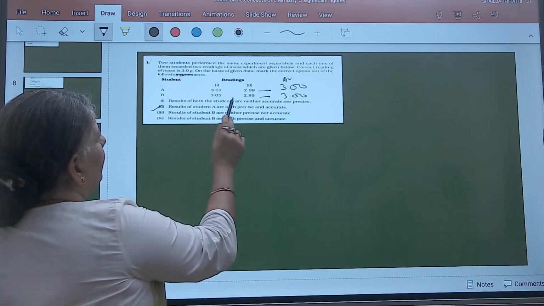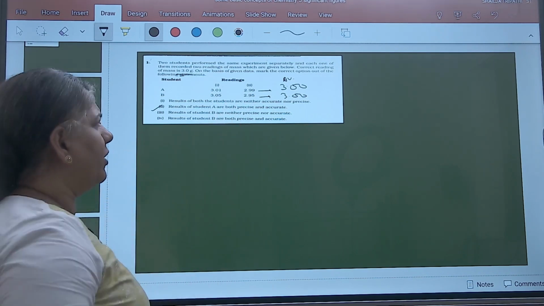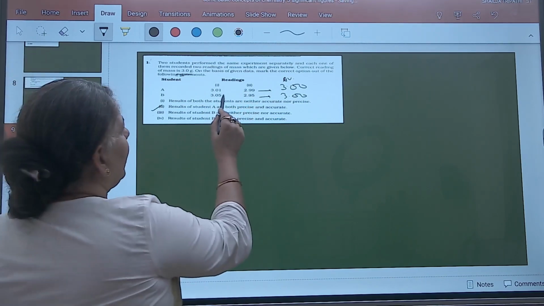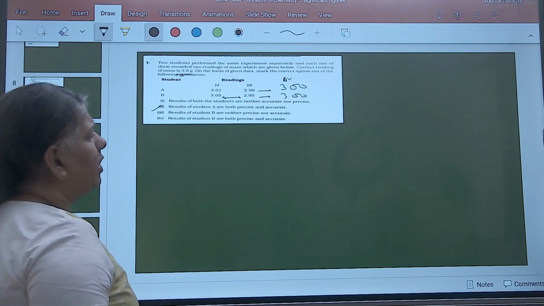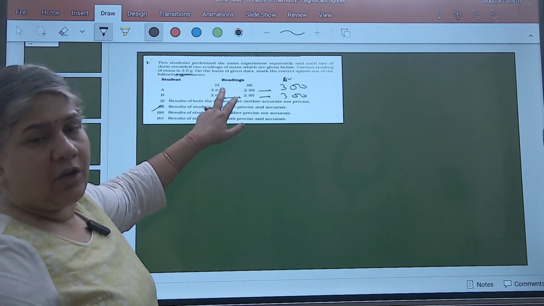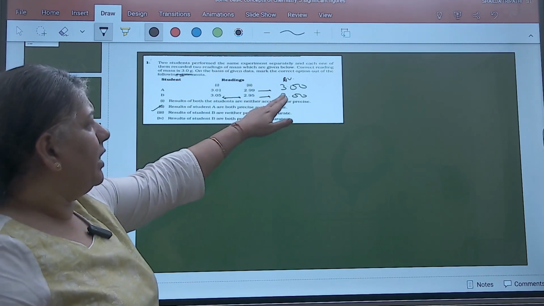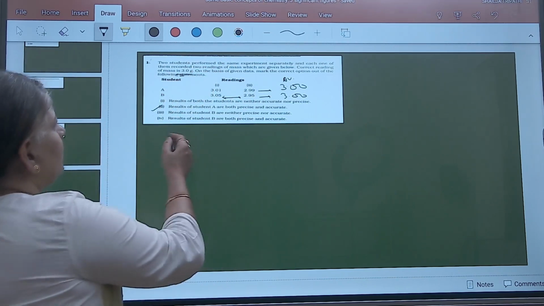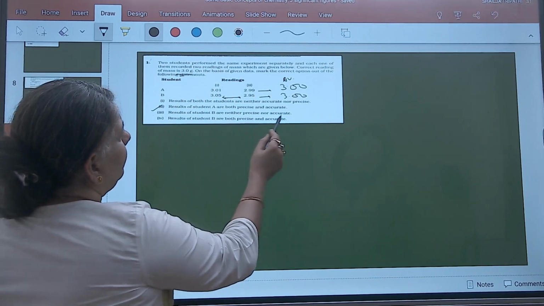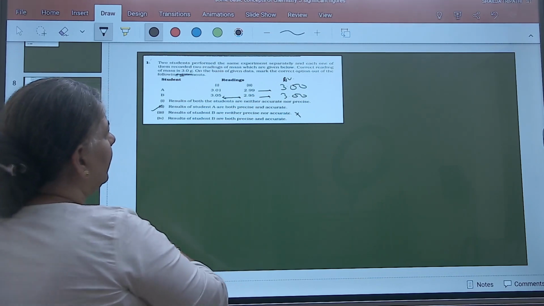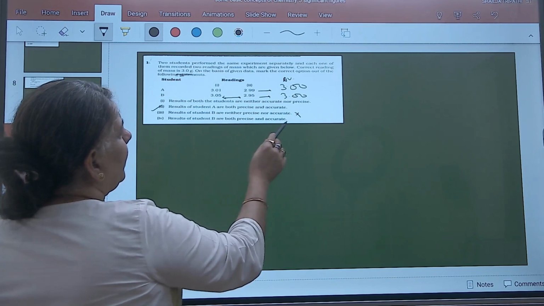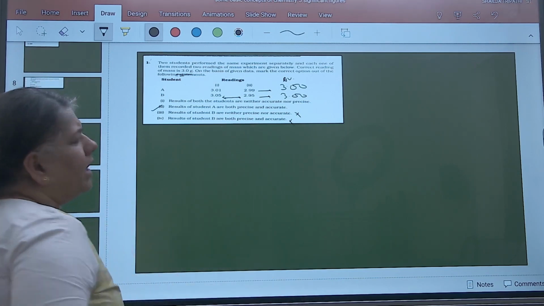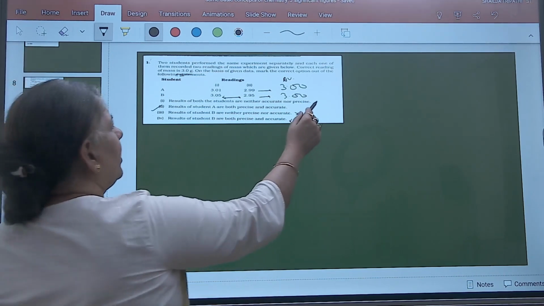Now let's see B. Here the values are not precise because there is a difference in the first and the second readings; the readings are far apart. Hence, the readings are not precise, but the reading is accurate because it is the same as the true value. So the statement that the result of student B is neither precise nor accurate is incorrect. Result of B is both precise and inaccurate. This is also wrong. Result of both the students are neither accurate nor precise. This is also not correct.